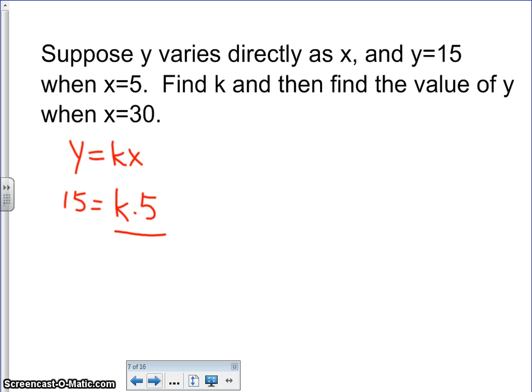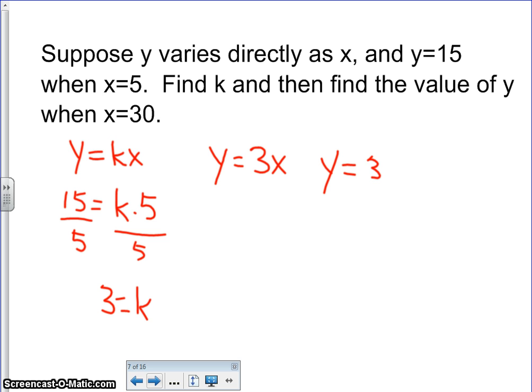We just simply divide both sides by 5, and we get k is equal to 3. And then find the value of y when x is 30. All right, so now we know that our direct variation equation is y equals 3x. And now they're asking us to find a specific answer when x is 30. So when x is 30, y is equal to 3 times 30, and 3 times 30 is 90.